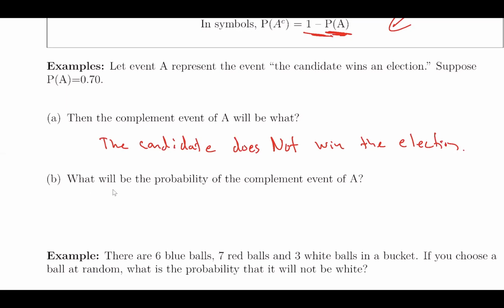So part B says, what will be the probability of the complement event of A? So we want to find the probability of A to the C power. For this one, all we have to do is go, okay, the probability of them winning is 0.70. So the probability of them losing, great job, Evelyn, is 1 minus 0.70, which is 0.30, and we're done.